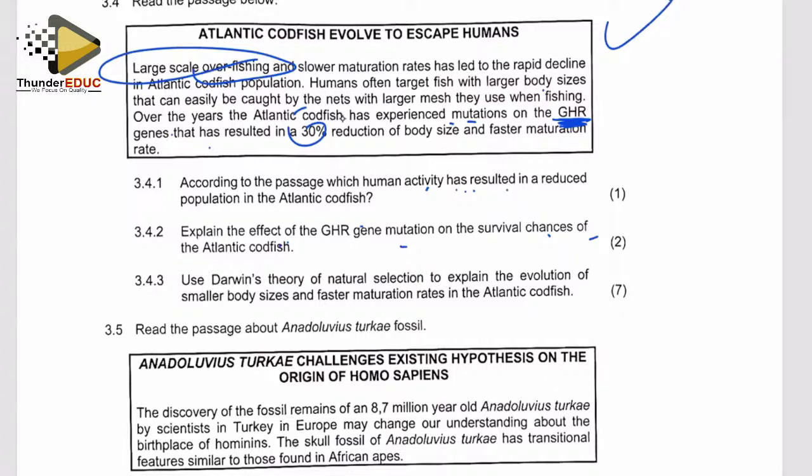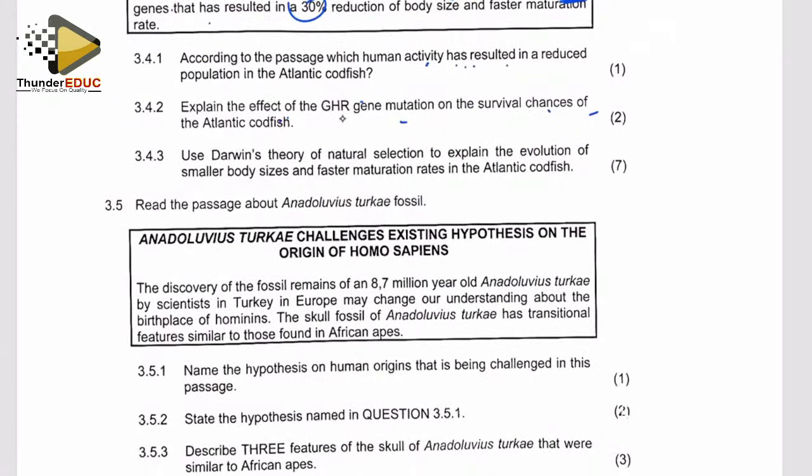If the size is reduced, it means that the fish could be a little bit faster and that increases their chances of survival, meaning that they are able to move very fast. They are swiftly moving and hiding. They're able to hide from the predators or from the hunters so that their population can increase.